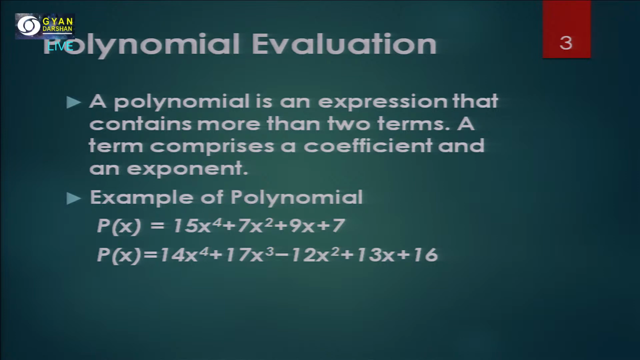A term comprises a coefficient and an exponent, and there are two examples given where we are saying 15x to the power 4 plus 7x square plus 9x plus 7. This is one polynomial. It is of degree 4, and there is another polynomial which is also of degree 4, which is 14x^4 plus 17x cube minus 12x square plus 13x plus 16. So there can be a number of polynomials, right?